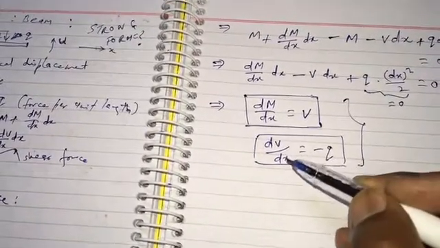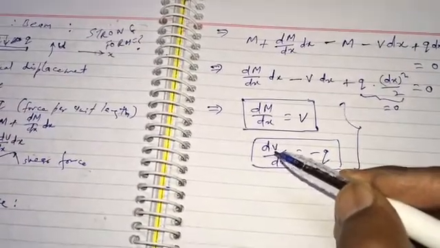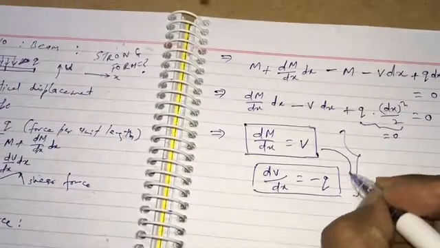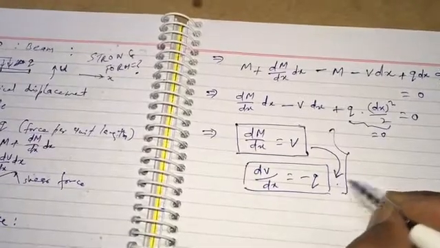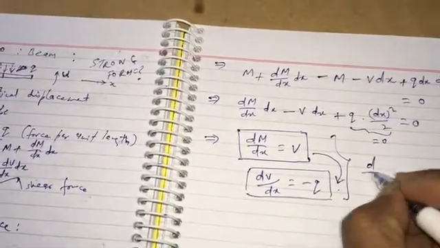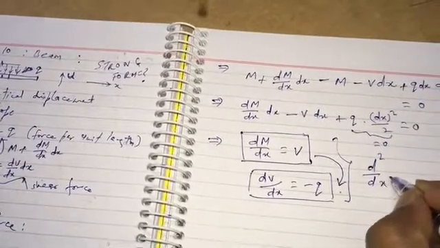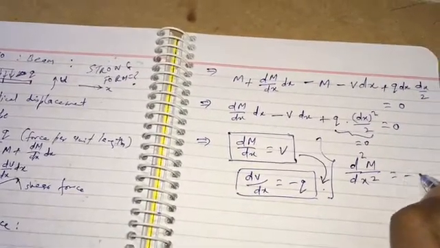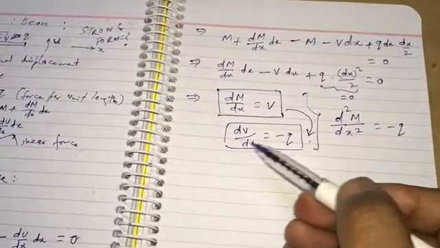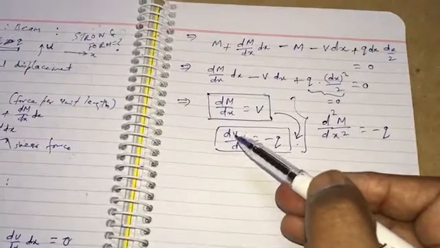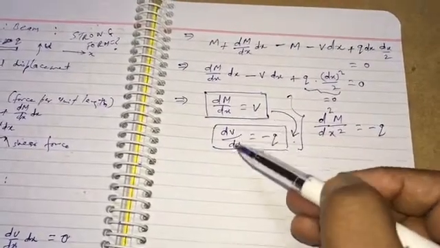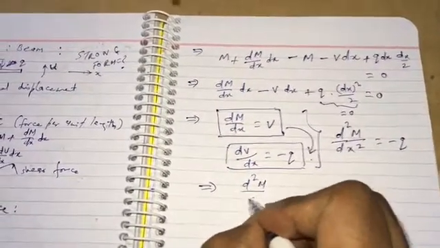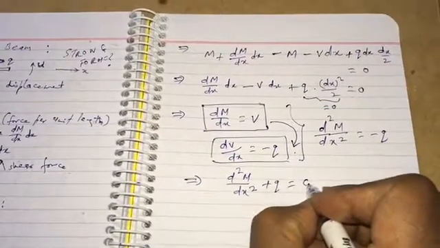So dV over dx equal to minus Q, but V itself is dM over dx. So we put this here, and we get d over dx of dM over dx, so d square M over dx square equal to minus Q, simply. We put in the value of V, which is dM over dx, so this becomes d square M over dx square equal to minus Q, or simply d square M over dx square plus Q equal to 0.